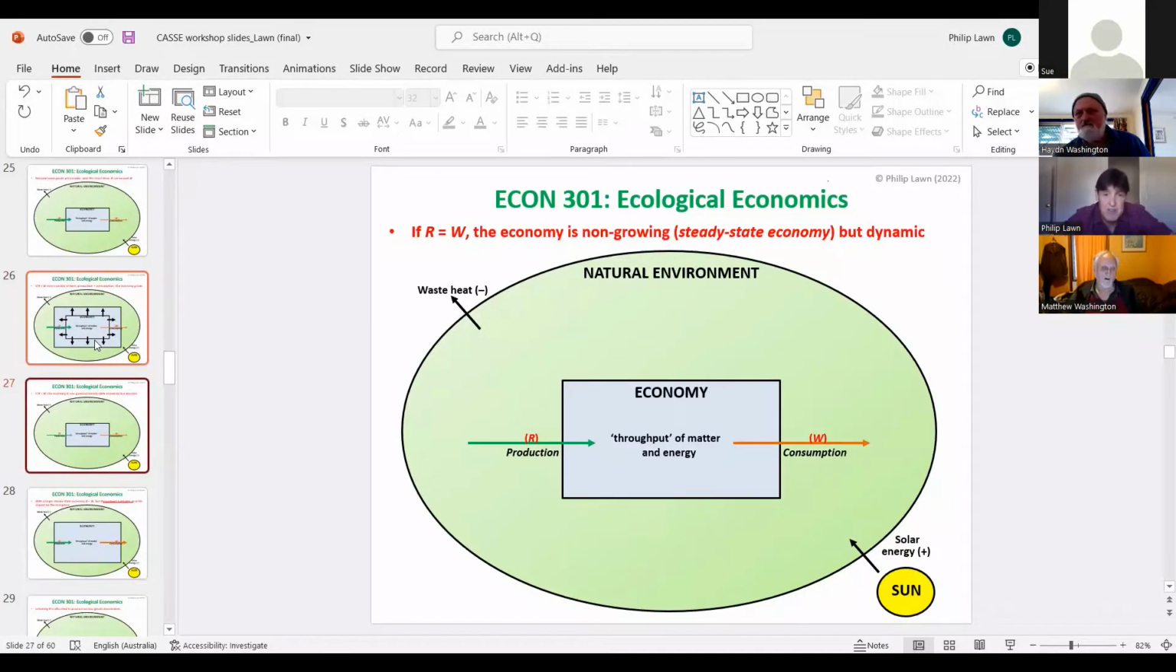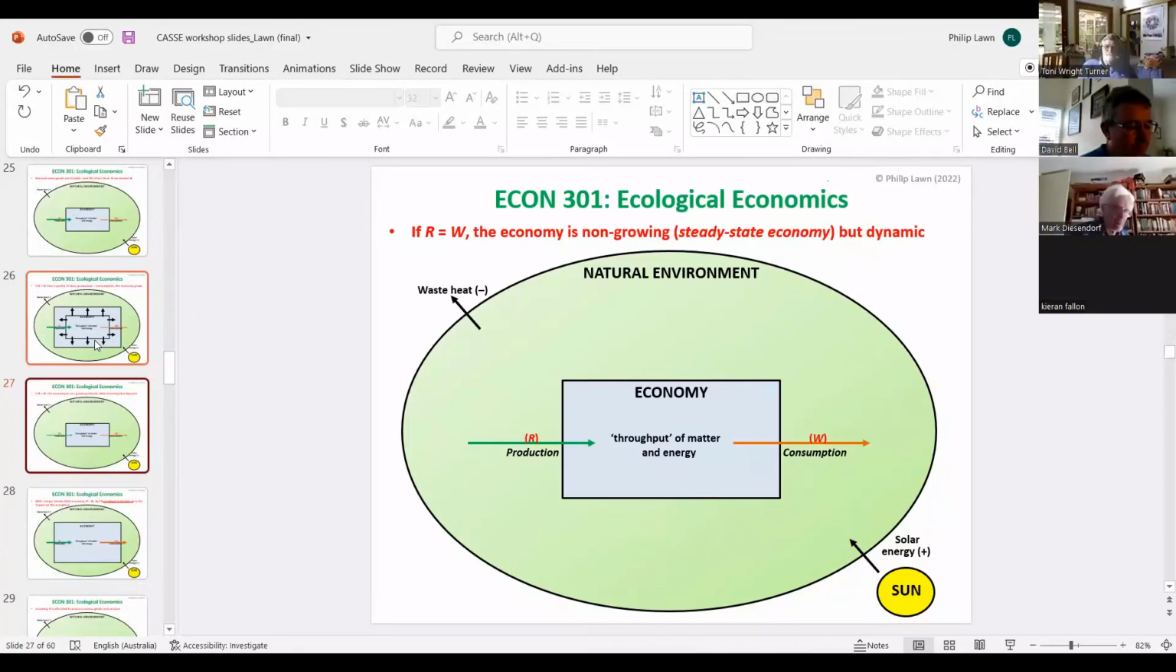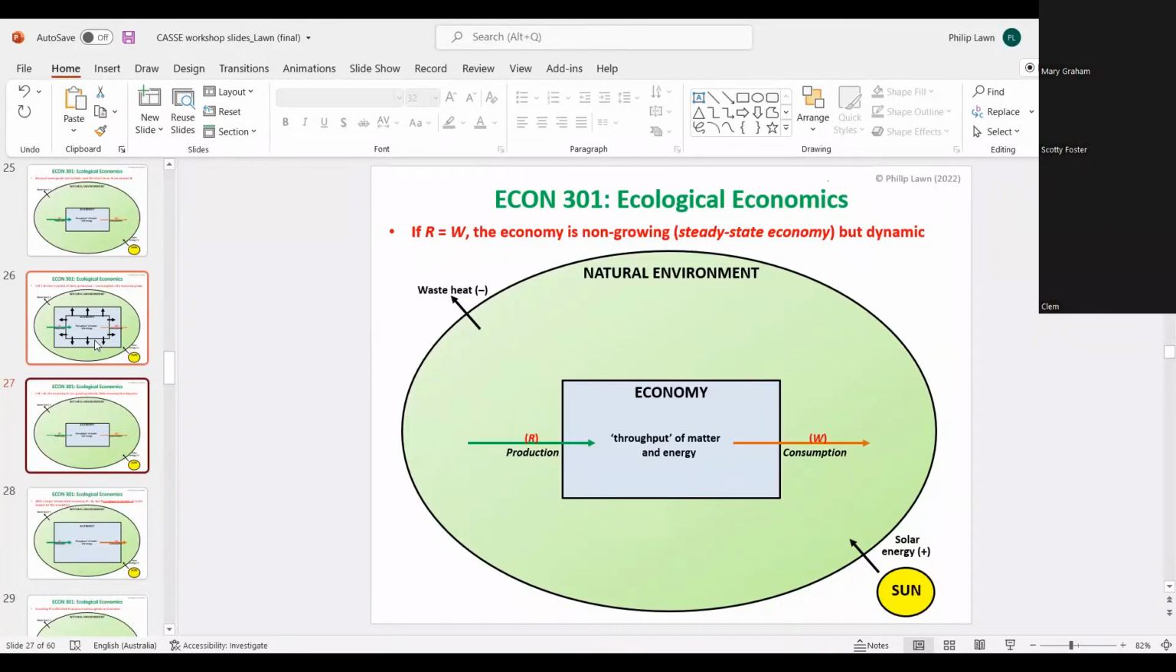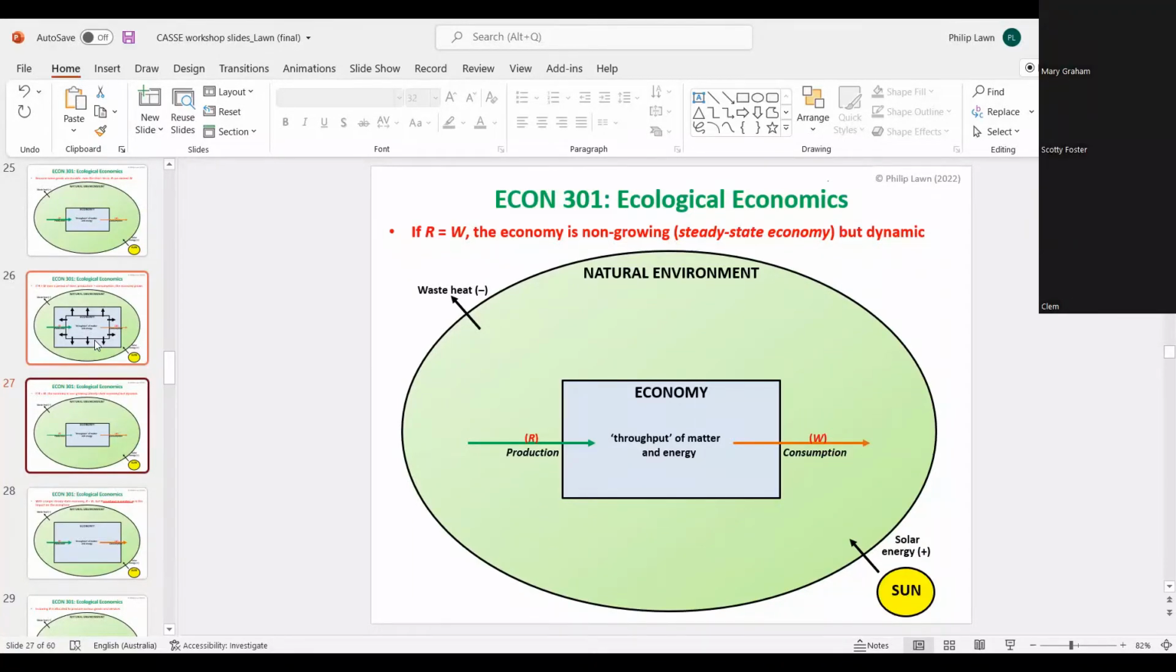However, if R is equal to W, the economy is non-growing. And a non-growing economy is a steady state economy. But of course, a steady state economy can still be dynamic. So a steady state economy still involves production of new goods and services to replace consumed and depreciated existing goods and services, so long as the quality of the new goods and services exceeds the quality of the existing goods which are consumed and wear out through use.